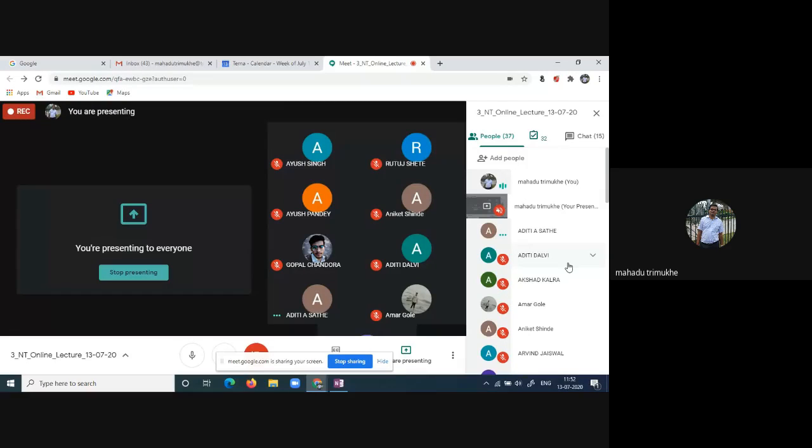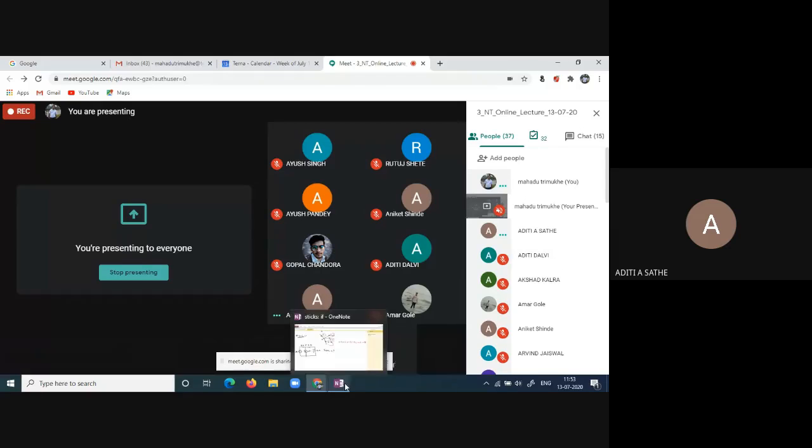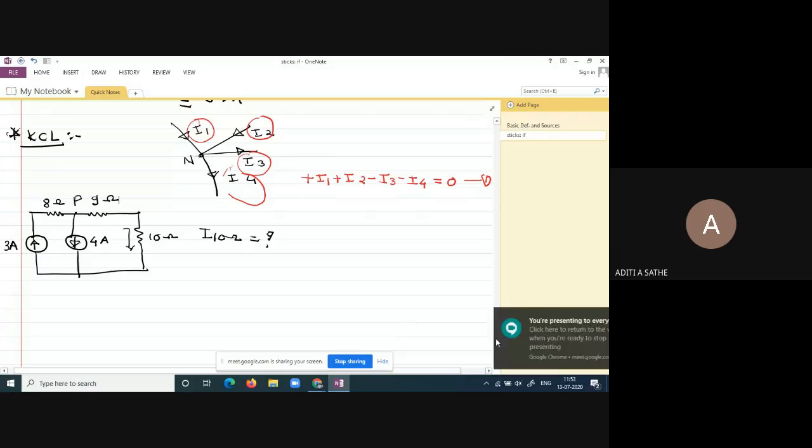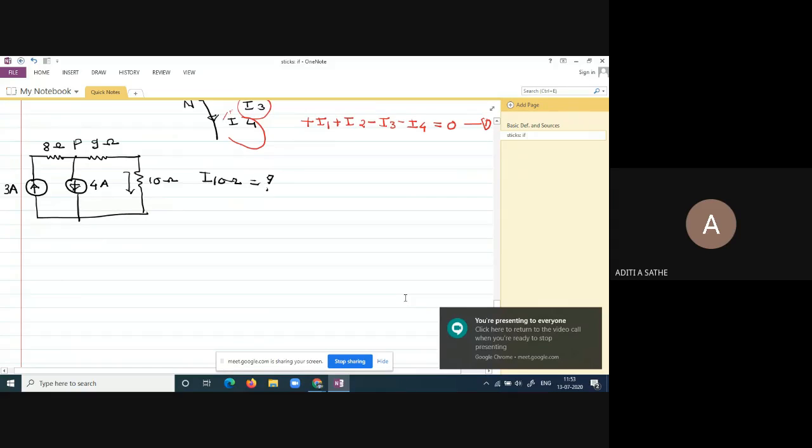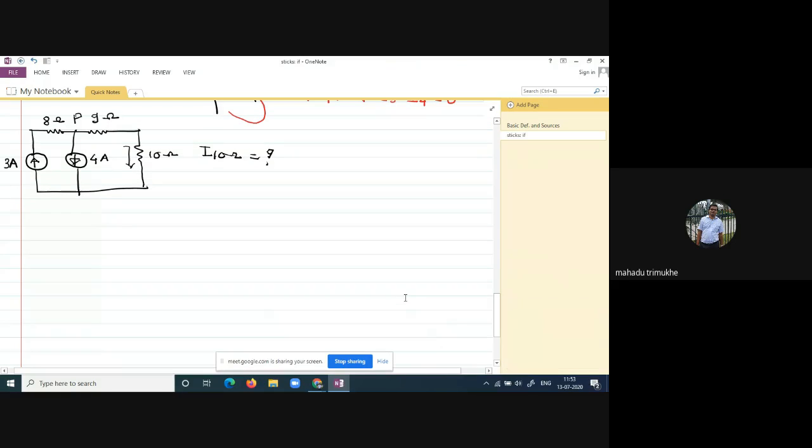Then we have to find out the current flowing through the 10 ohm resistance. The direction given for the 10 ohm resistance is downward. Downward means outgoing current, right? So how to apply KCL then? Are you getting it or not, Aditi?